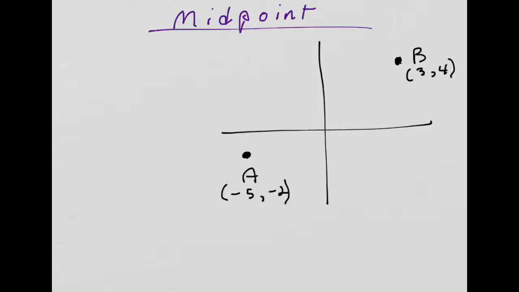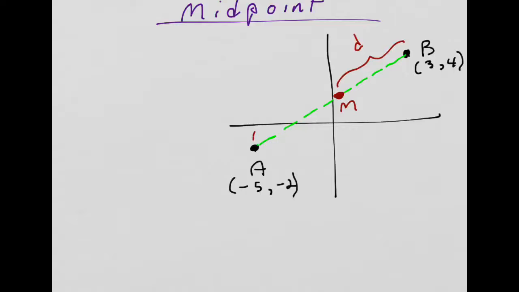When we talk about finding the midpoint, what we mean is that you've got 2 points, and if you imagine them with a line drawn between them, there's going to be some point in the middle. Let's call it M for midpoint, such that this distance here is the same as this distance here. So it's halfway between A and B. Okay, so that's what we mean by the midpoint.